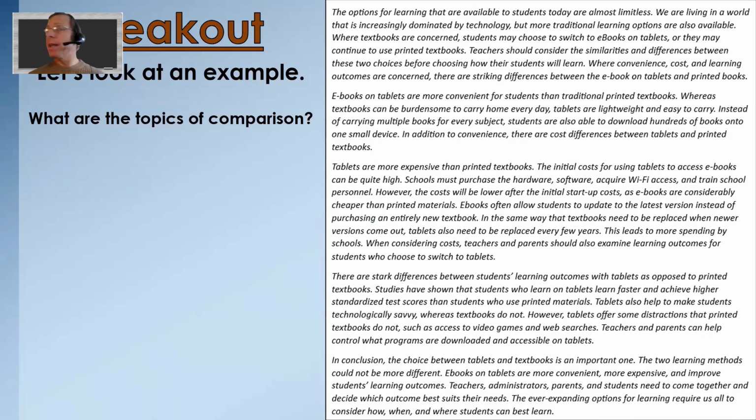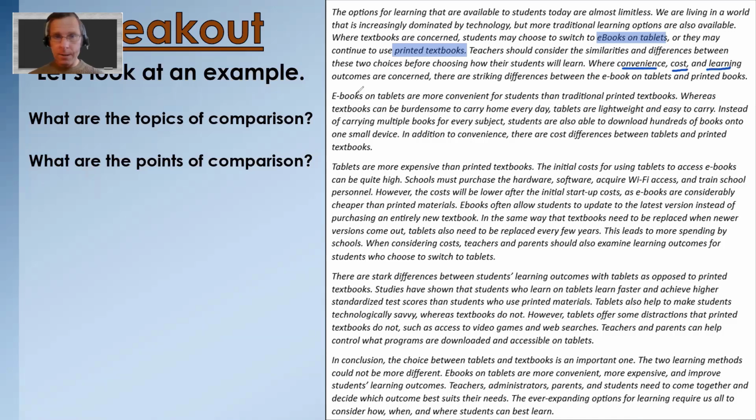So I can tell right away that my two topics for comparison, or the two things that I'm going to be comparing, are ebooks on tablets and printed textbooks. Right there. Those are my two topics for comparison. What are the points of comparison? Well, the points of comparison are convenience, cost, and learning outcomes. Okay, those are the three things that I'm going to be comparing these two topics on.